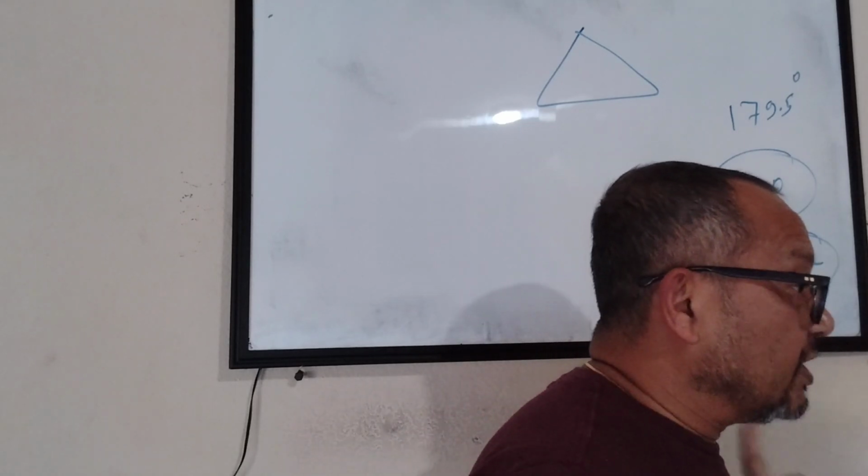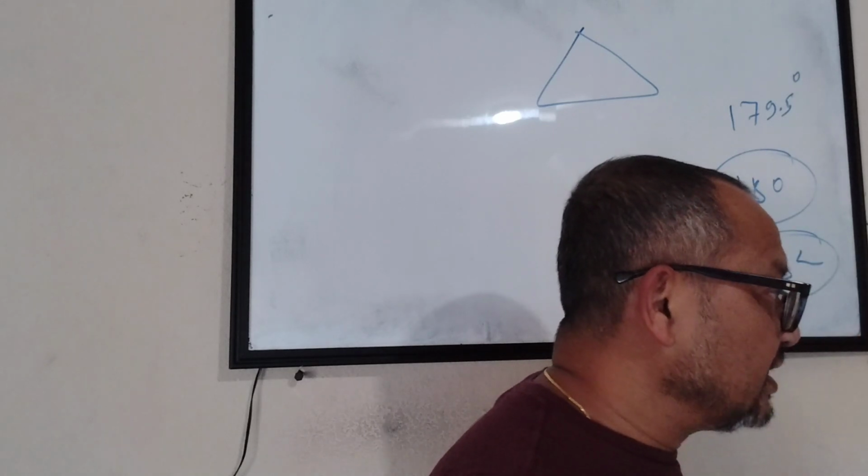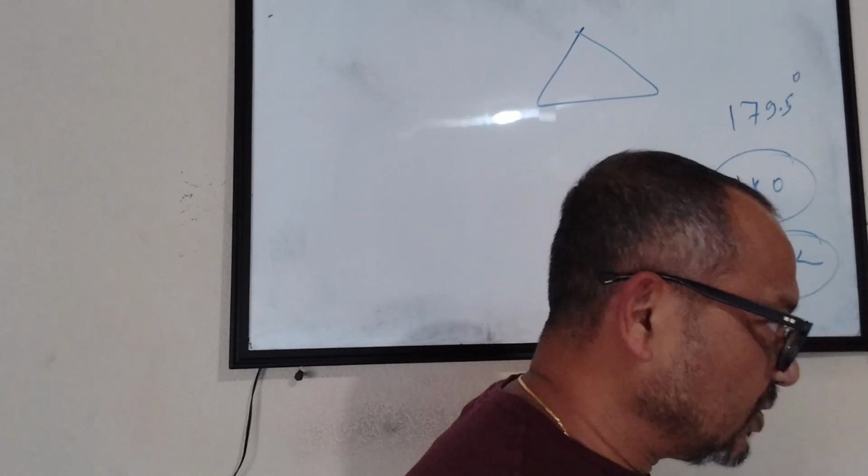It's simple. 180 or not 180. If it's 180, it's a triangle. If it's not 180, that cannot be a triangle. As simple as that. Okay?